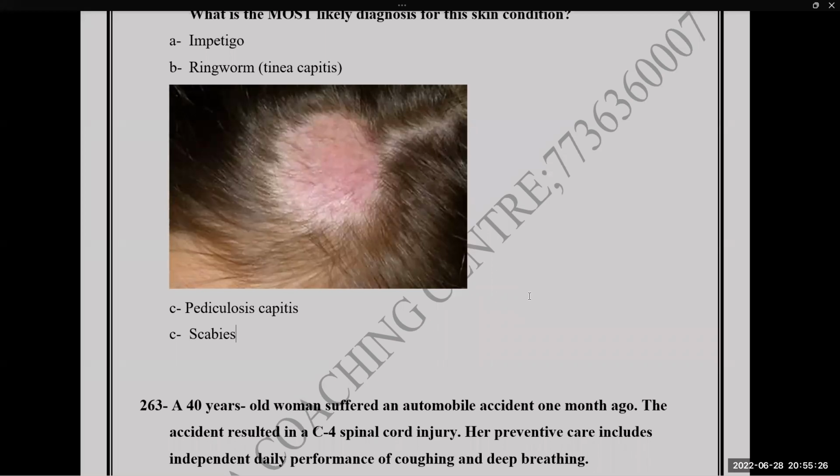Impetigo. Even you can remove impetigo, right? Impetigo is a skin change. Okay. And scabies is also a skin lesion.